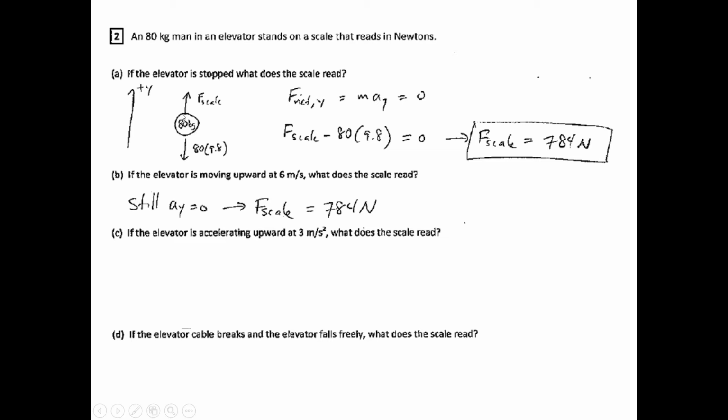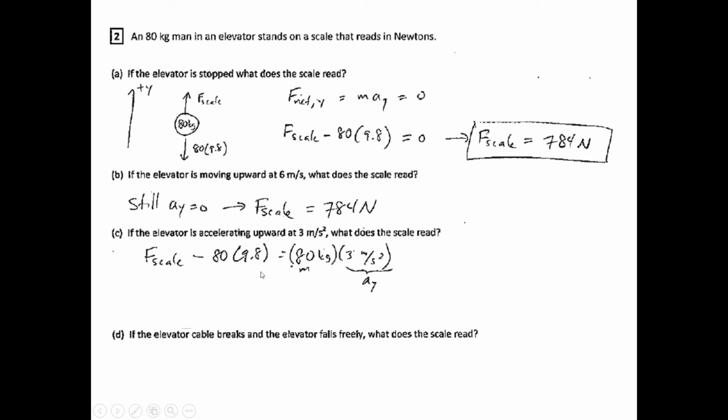And there still is some sort of scale force pushing upward from the scale on the man, right? These are all forces that are acting on the man. So the free body diagram is exactly the same, and therefore the sum of the force Y components looks exactly the same. We don't know that that F scale is going to be the same number because the right-hand side is no longer 0, right? AY is not 0.